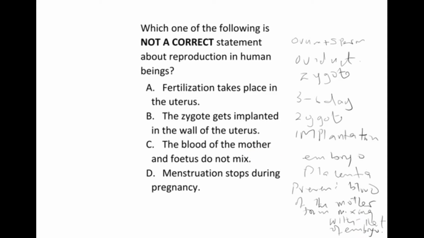The other one is that menstruation stops during pregnancy. Immediately after fertilization has taken place, the menstrual cycle stops because of the chemical hormones that are produced in the body. They stop menstruation. So according to that, we find now our answer is A, that is fertilization takes place in the uterus. It does not take place in the uterus, but it takes place in the oviduct.